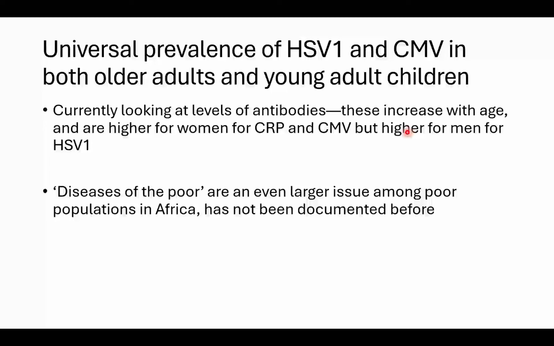Okay, very quickly, what are we finding? We're finding that everyone has HSV and CMV. Everyone, 100% of the sample, whether it's older adults or their young adult kids, 100%. And for CRP, it's like 95%. Everyone is seropositive. And so I think that in itself is a pretty big result because we talk about these diseases of the poor, right? These are latent viruses that sit there and they drain on your immune system and make you lethargic and they pop up every now and then and set you back.